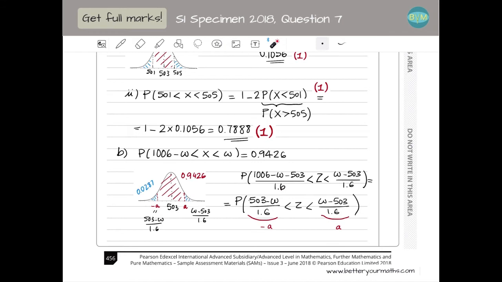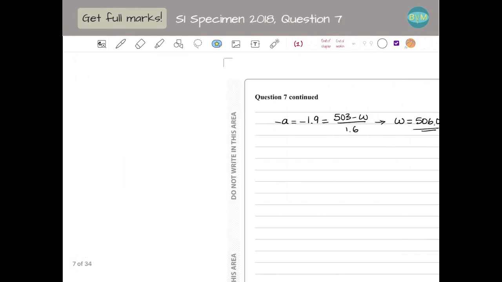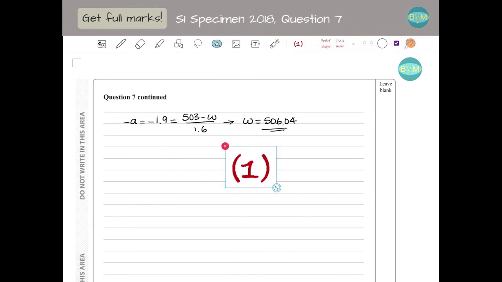So you have 3 marks for this part. 1 mark is for the method, which is to change into the standard normal distribution. The other mark is for using the symmetry, and the 3rd mark is just for the answer. So these are the 3 marks.